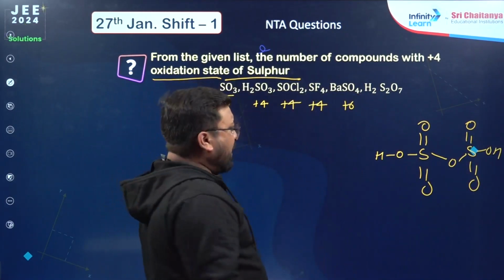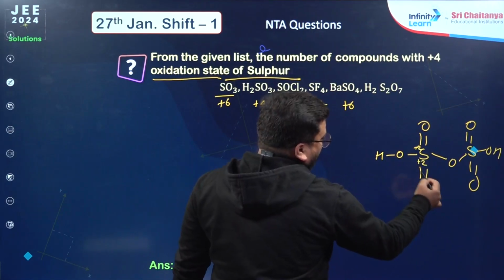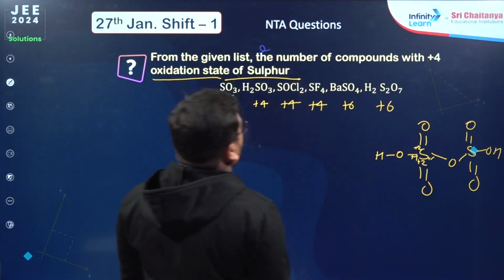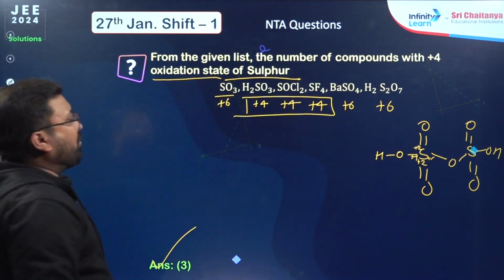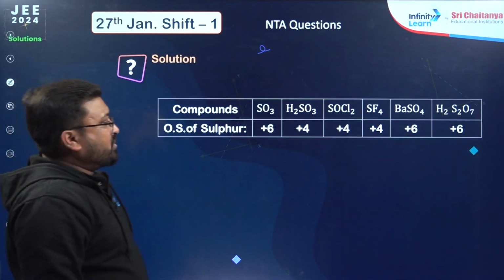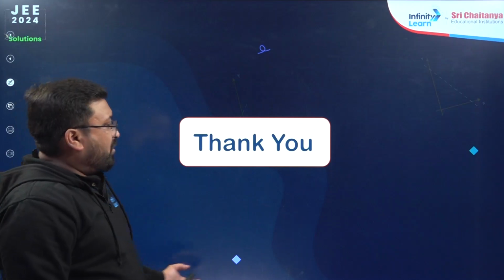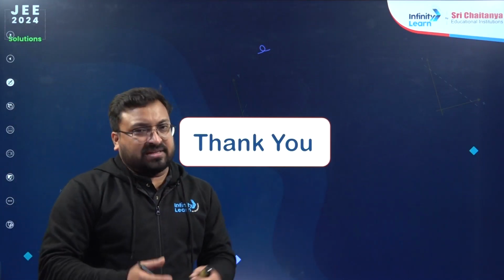So try to find the oxidation numbers. This is +2, this is +1, and the sulfur is +6. So this is also +6. So the answer will be 3. No need to solve a lot of questions. So these are the questions here, and this is the last question of this series. All the best. We will discuss the next attempt.